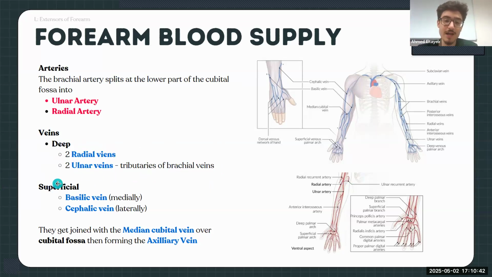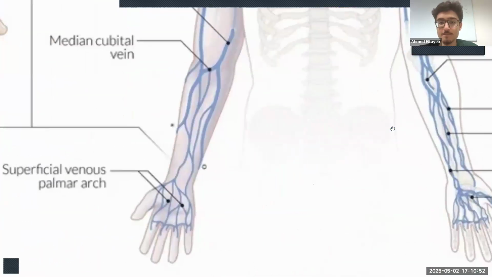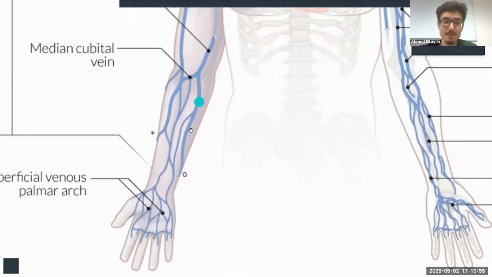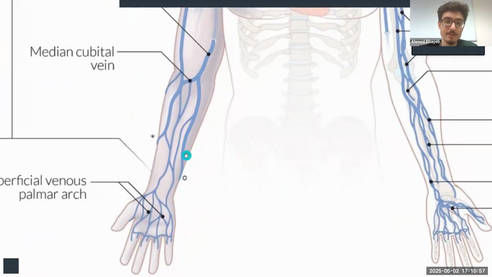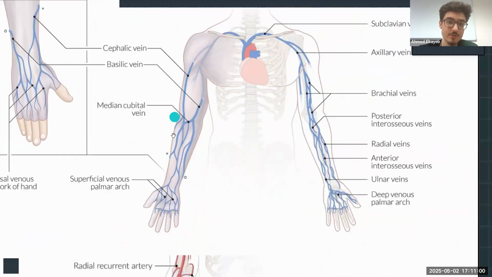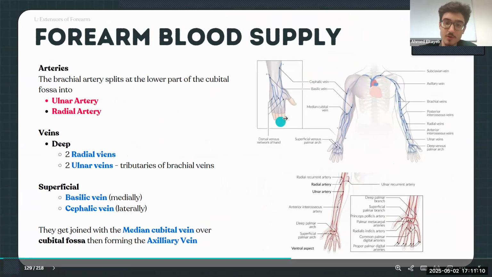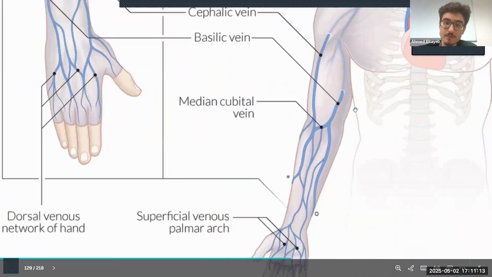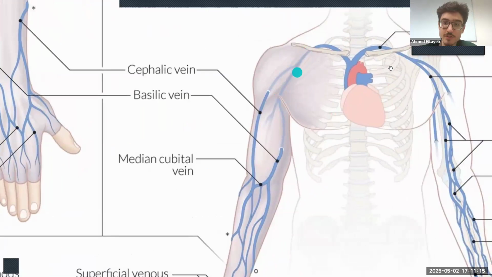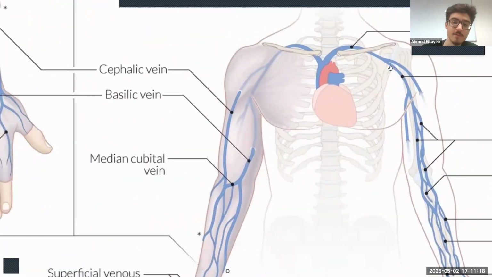Your superficial veins are 2 as well. You have the basilic vein, which is medial, and the cephalic vein, which is lateral. So if we look over here, the medial aspect is going to be the basilic vein, and then over here laterally will be our cephalic. They get joined with the median cubital vein over the cubital fossa, and then they will all drain eventually to the axillary vein.